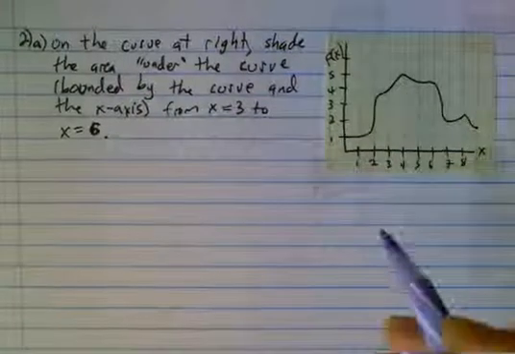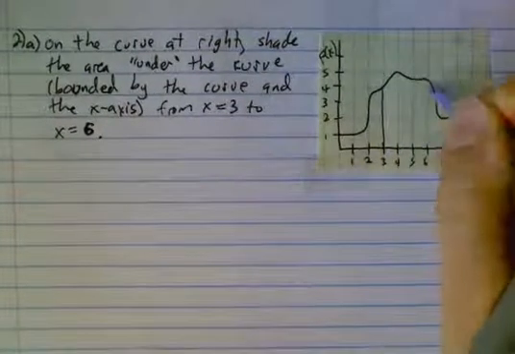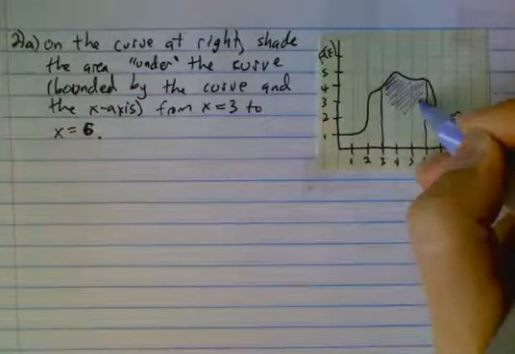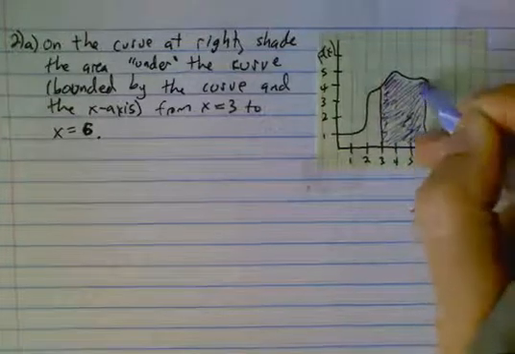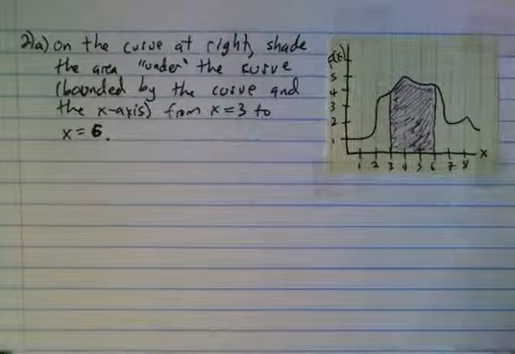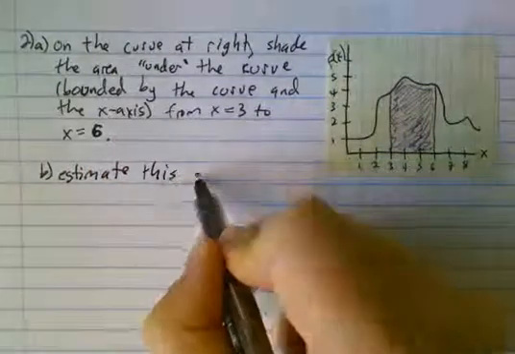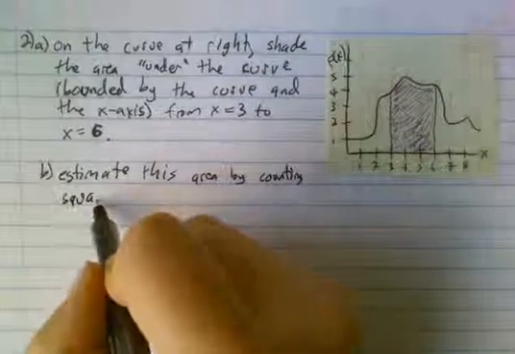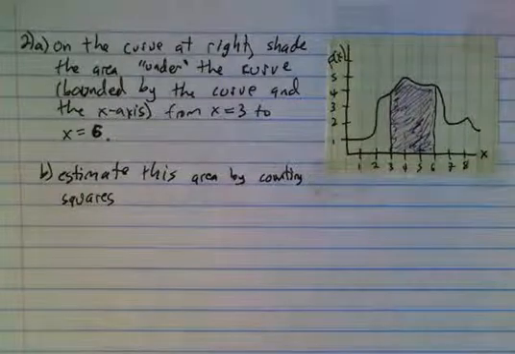Okay, so the area under the curve, from the curve to the x-axis, from x equals 3 right here to where x equals 6 right there, we're talking about this area right in there. And now, similar to what we were doing before, let's estimate this area by counting squares. So you might not come up with the exact same number that I do, but it should be in the right general vicinity.